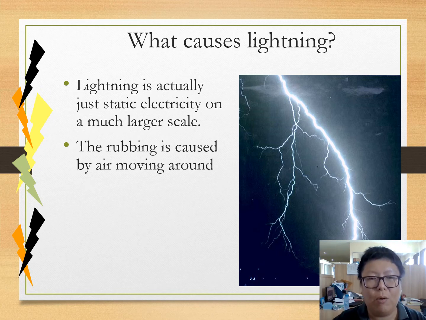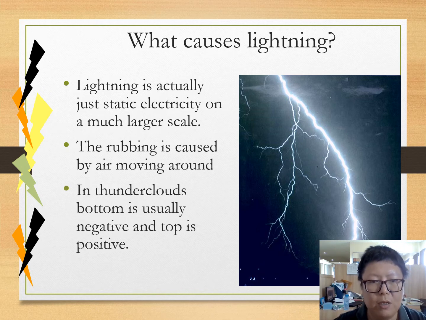So what causes the lightning? It's because of the rubbing between the air molecules around the sky. We know that when water evaporates, the air molecules go up to the sky, and they move at a very fast speed. When they move, they will collect into clouds, so there will be a possibility for them to rub against each other. So in a thunder cloud, the bottom is usually the negative one, and the top is the positive one.